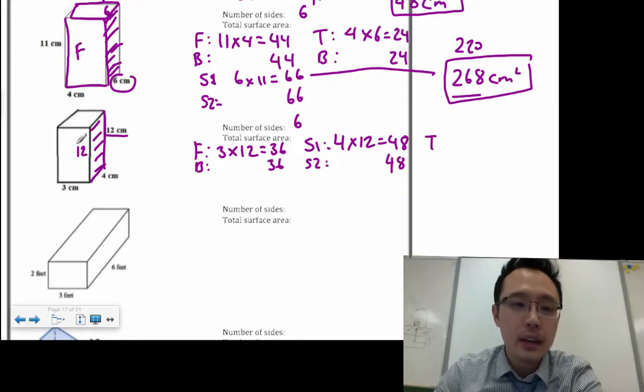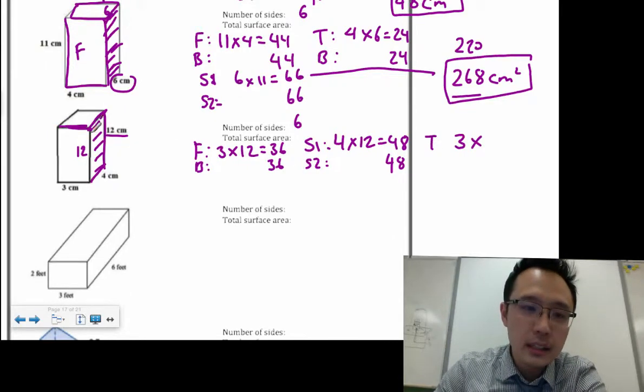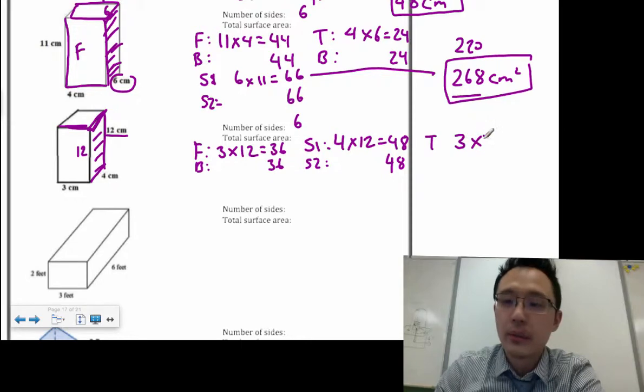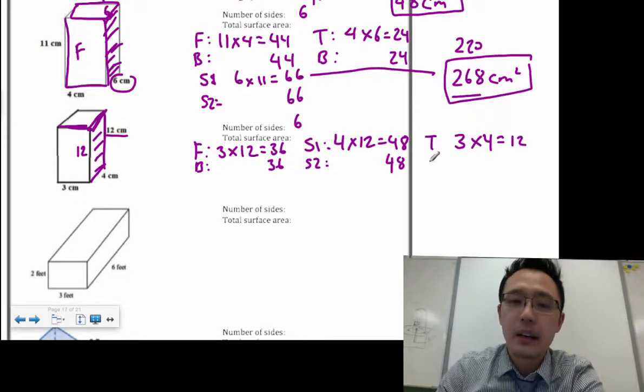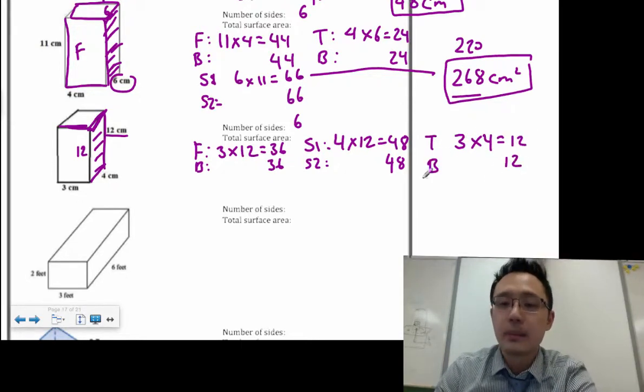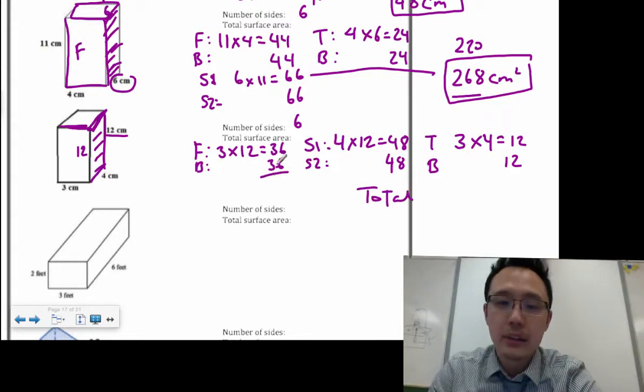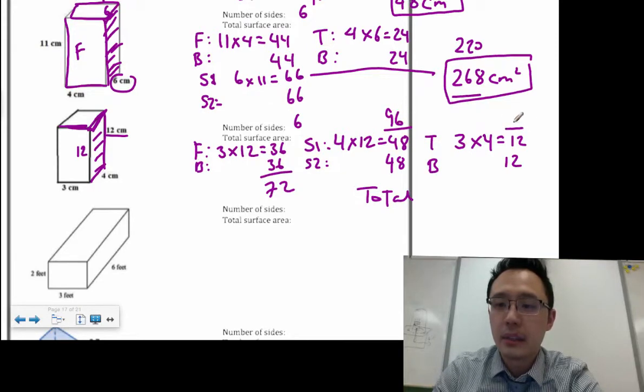My top here is going to be this length, which is 3, times this width, which is 4. So that's going to be 12. And if we have the top, we have the bottom, which is 12 as well. So the total is going to be all these numbers added together. So this is going to be 72, this is going to be 96, this is going to be 24. So the grand finale of this is what?